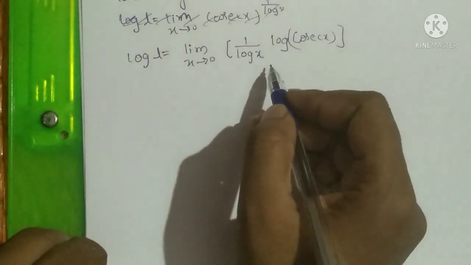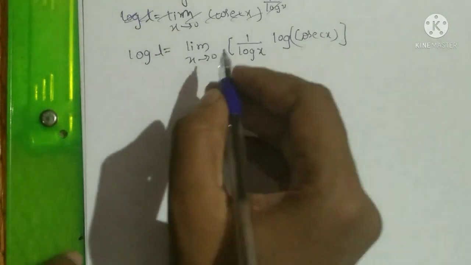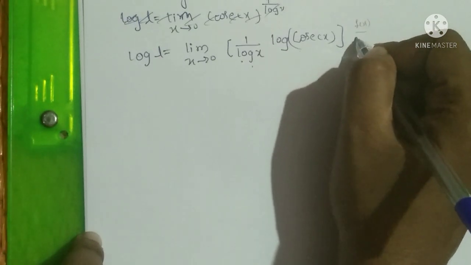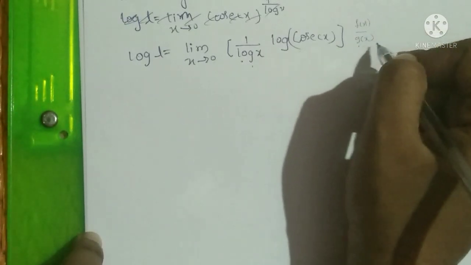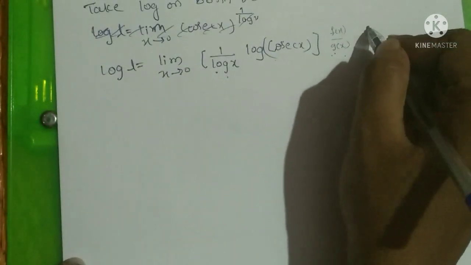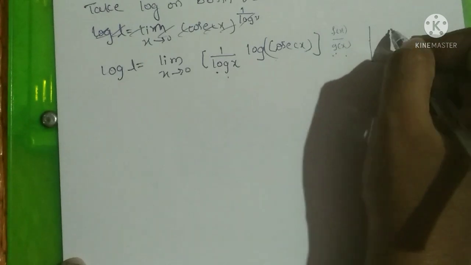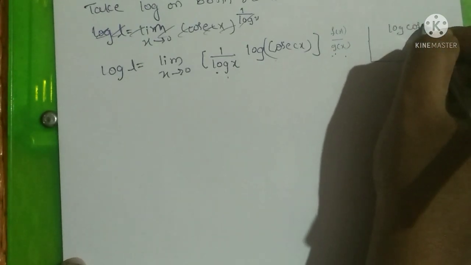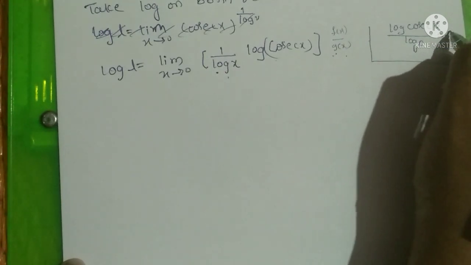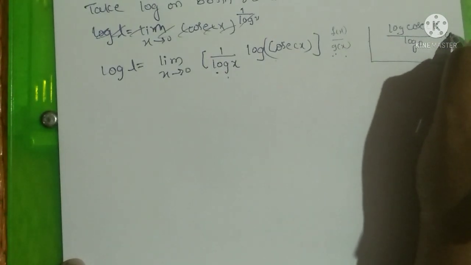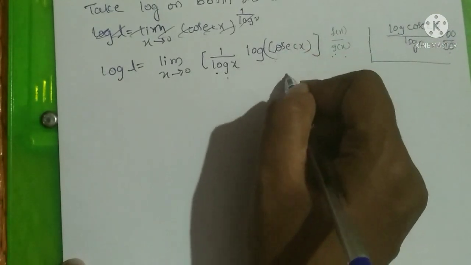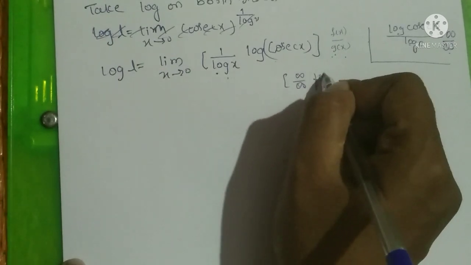Observe here, the problem is in the form of f of x by g of x directly. So it will be either infinity by infinity form or 0 by 0 form. Let's confirm which type of form it is. This is log cosecant 0 divided by log 0. Log cosecant 0 is infinity, and log 0 is infinity. So the given function is in the infinity by infinity form.